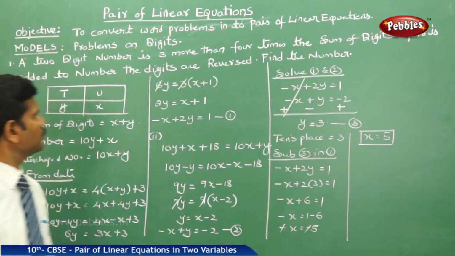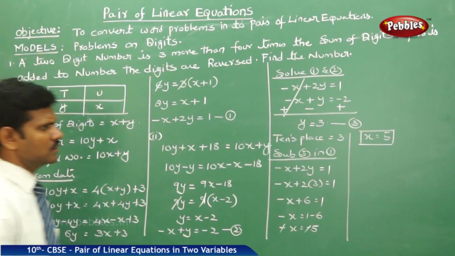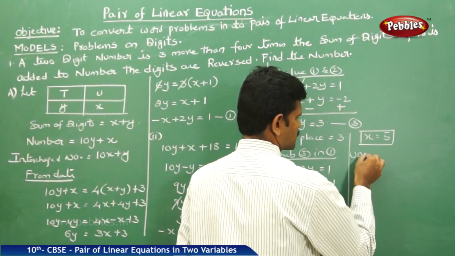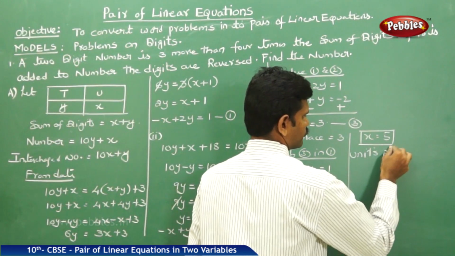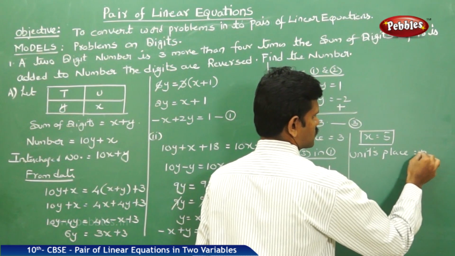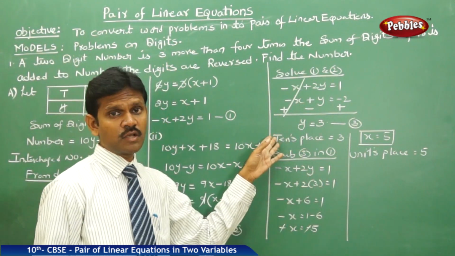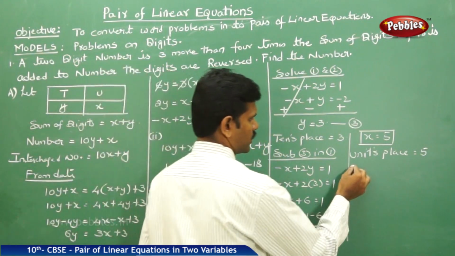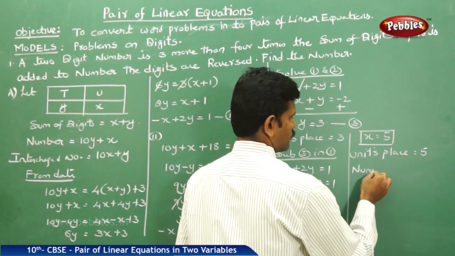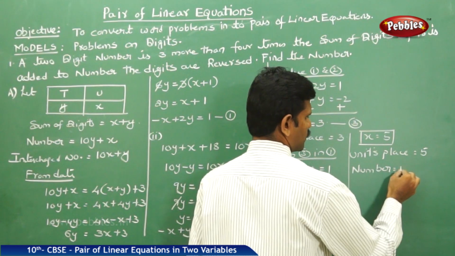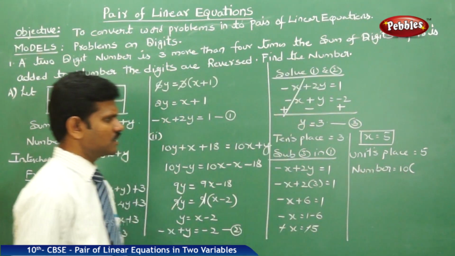What is the x name? Units place. Therefore, units place is equal to 5. Now I am ready with the units place and the tens place. Now you can prepare a number. Number is equal to, you know the formula, 10 times tens place.